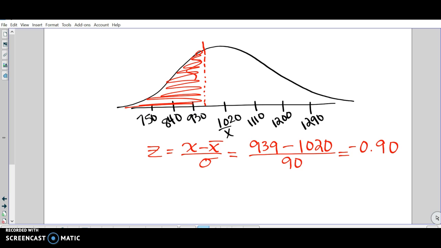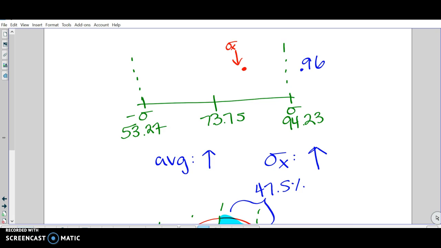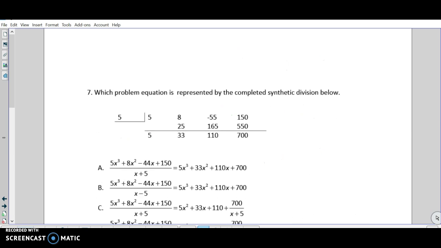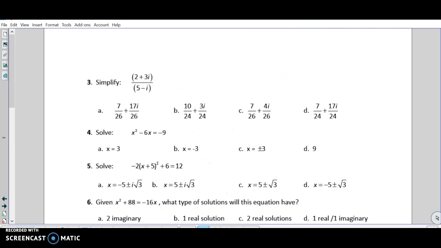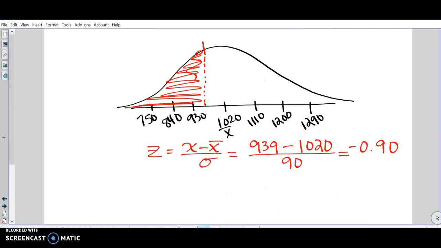So I'm going to go all the way to the back. Let me see if I have this. So I'm looking for when my z-score. Let's see if I have it on the end. Oh, no, I don't. So you'll have to look at it in front of your eyes right now. Where'd it go? Oh, there it is.